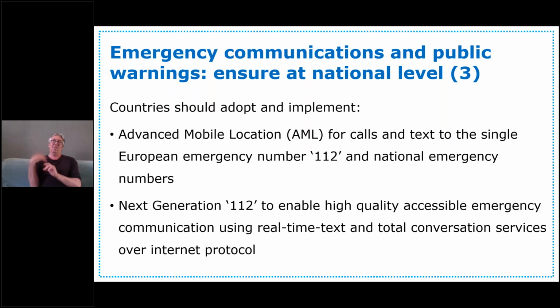So the third slide on what we want to see implemented at national level: we would like to see the advanced mobile location, or AML, system for calls and texts to the single European emergency number 112 and national emergency numbers applied. This AML system basically allows fast and accurate caller location information in times of emergency, and is already being implemented in around, I think, 15 EU countries, and some are also starting to implement it. So there will be more countries that implement it.